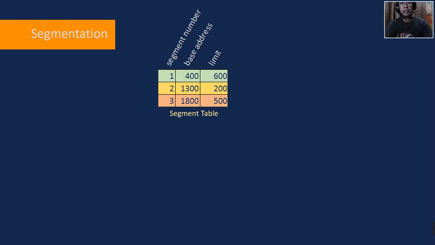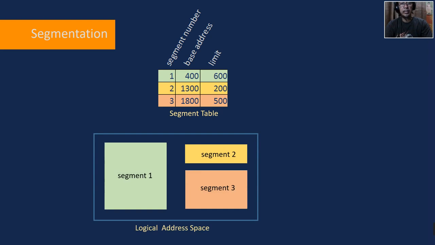So you have three segments there, and then you have the equivalent base address for each segment, and then you have the limit. So this is a graphical representation of how your data will look. Of course, segment 1, having the limit of 600, will be the biggest segment, and then segment 3, having a limit size of 500, will be second, bigger in size. And then the smallest is segment 2, which only has a limit of 200.